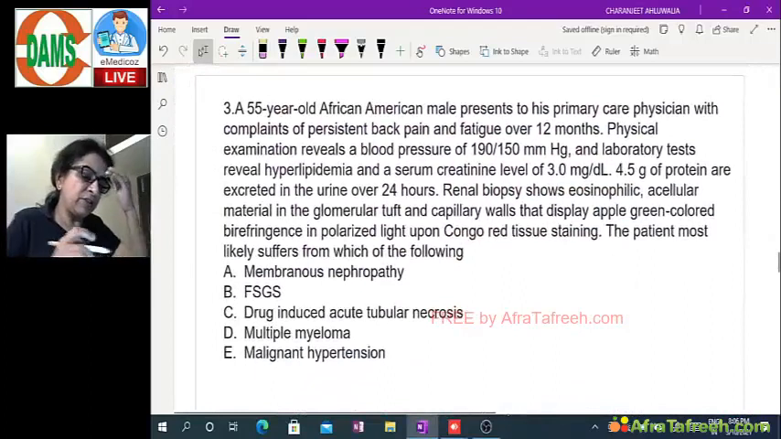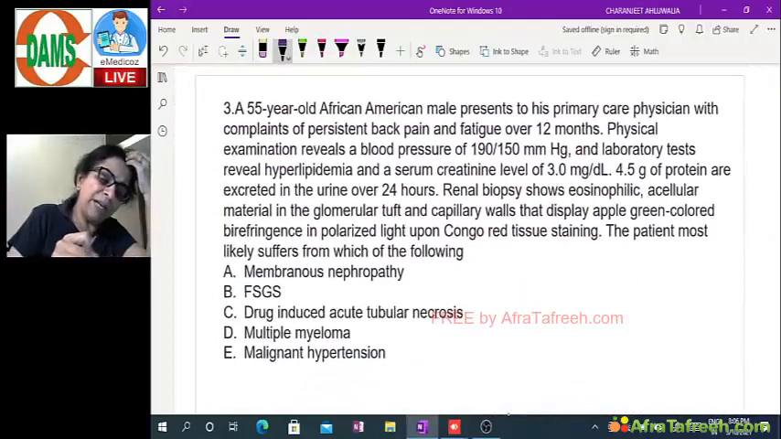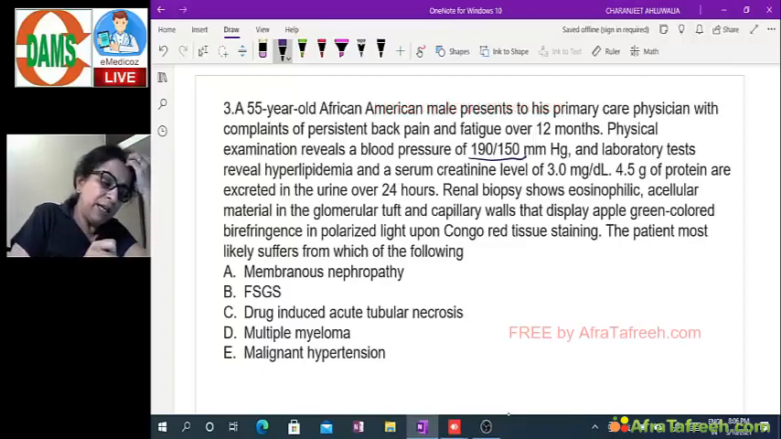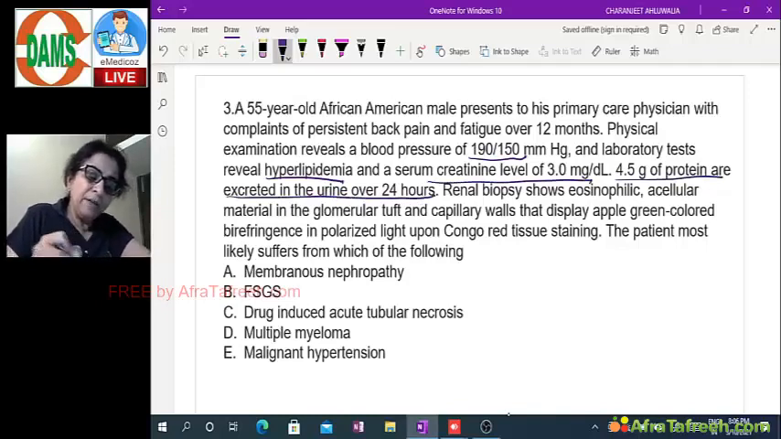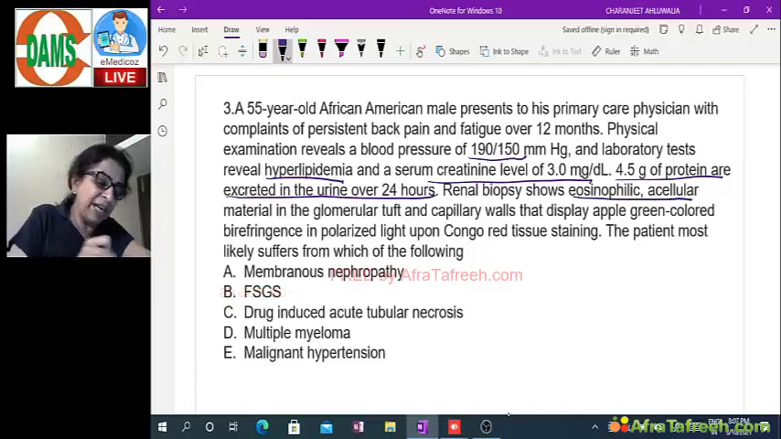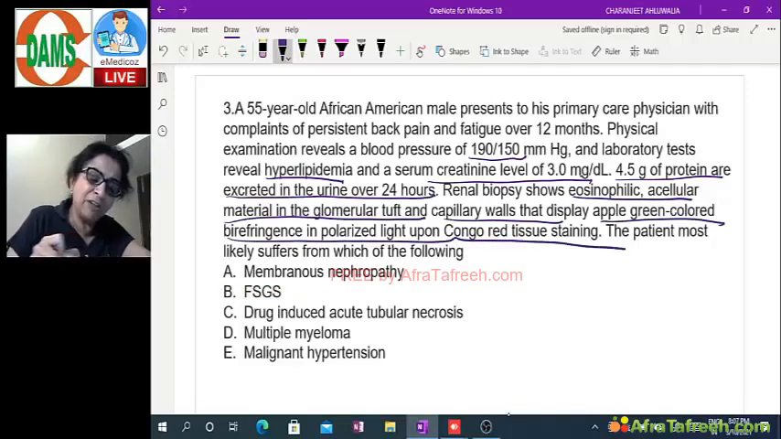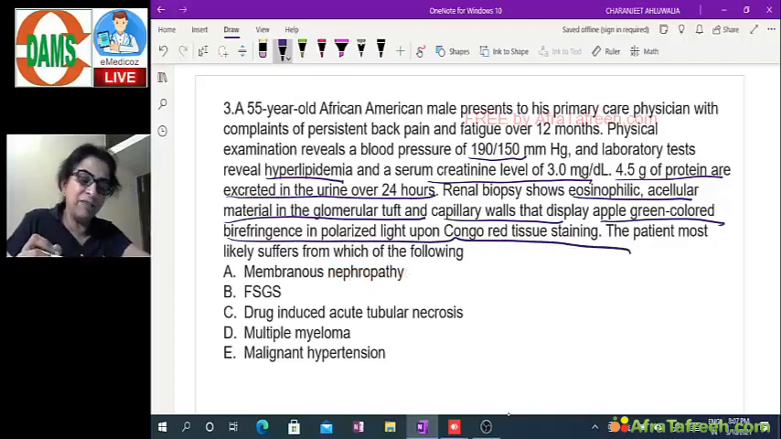Then look at question 3. A 55-year-old African American male presents to his primary care physician with persistent low back pain and fatigue over 12 months. Physical examination shows a blood pressure of 190 by 150. He has hyperlipidemia. Serum creatinine is 3 mg%. 4.5 grams of proteins are excreted in the urine every day. So he has nephrotic syndrome, plus he has hypertension also. His serum creatinine is also elevated. Renal biopsy shows eosinophilic acellular material in the glomerular tuft and capillary walls that has an apple green colored birefringence with Congo red staining. The patient most likely suffers from which of the following?